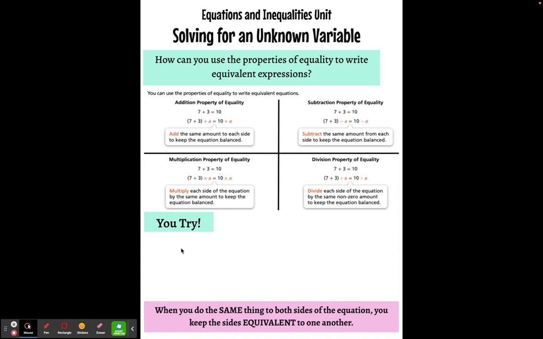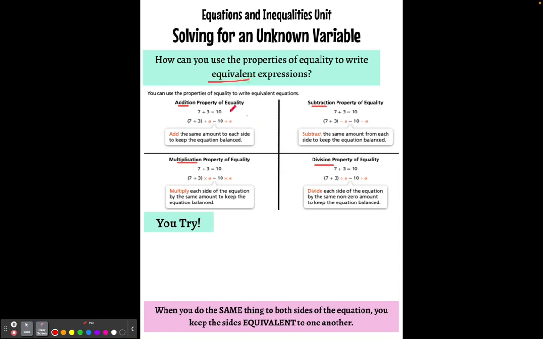Another part of your learning target is just being able to solve for an unknown variable. How can you use properties of equality to write an equivalent expression? This sounds really fancy, but if you break it down, it's super common sense. If you look at this, there are 4 different boxes because there are properties for addition, subtraction, multiplication, and division. Basically, in every single box, whatever you do to one side, as long as you do it to the other side of your equation, it stays balanced, or equivalent.